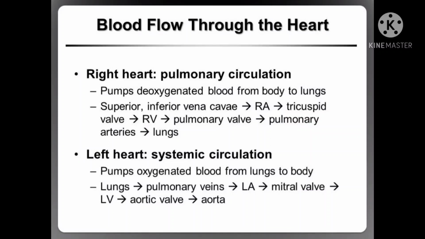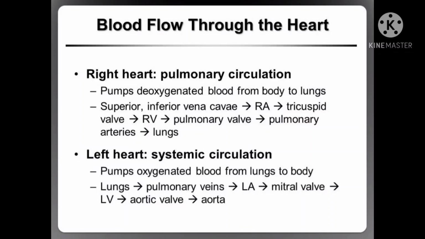Blood flow through the heart. The right heart, which is the pulmonary circulation, pumps deoxygenated blood from the body to the lungs. Superior and inferior vena cava, RA, which is the right atrium, to tricuspid valve, RV, the right ventricle, to pulmonary valve, to pulmonary arteries and lungs.